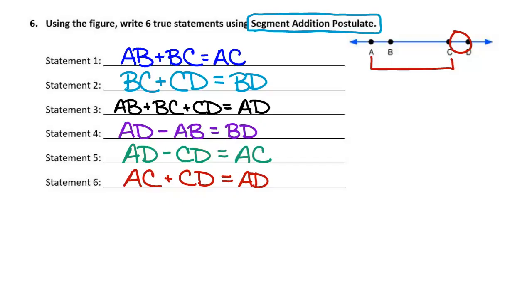Segment addition postulate means that I have to take 2 segments that are side by side, and I add them together to get the big segment. Or I take a big segment that's cut into pieces, I take the big segment minus one of the little segments, and it gives me the remainder left over. Whatever I didn't subtract would be what I have left. That finishes out that page.